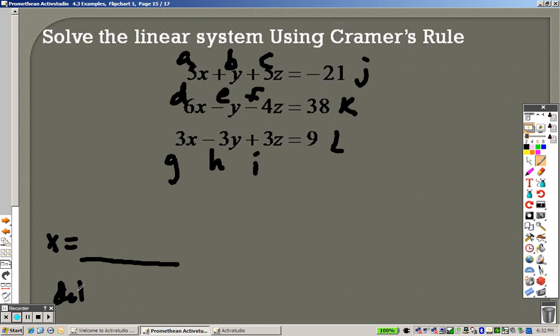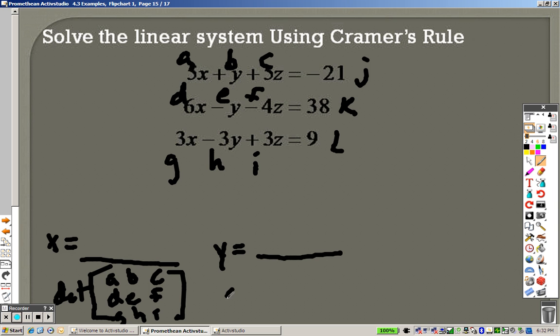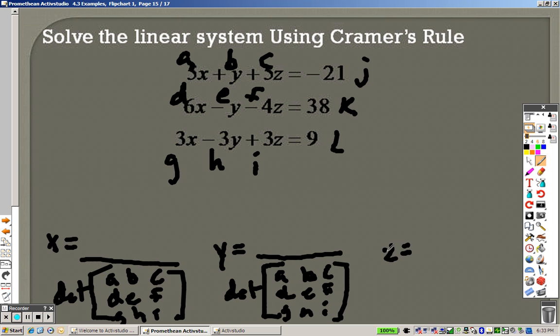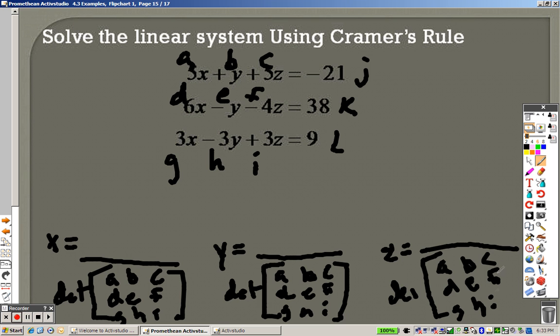So it's the determinant of the bottom. And the bottom is the same just like the other one. A, B, C, D, E, F, and G, H, I. It's the same the whole way through them all. So this is A, B, C, D, E, F, G, H, and I. And it's the same for Z. Determinant of the bottom, which is A, B, C, D, E, F, G, H, I.